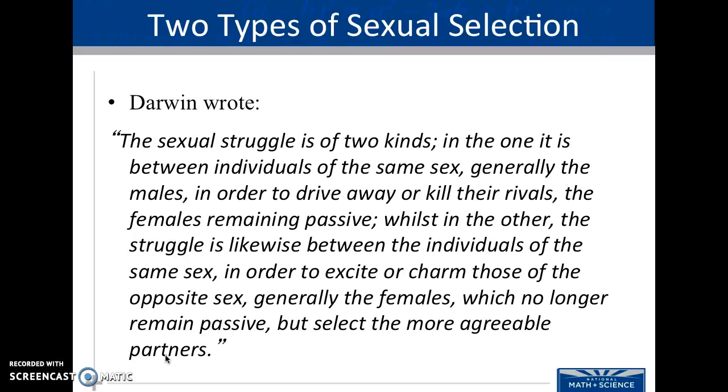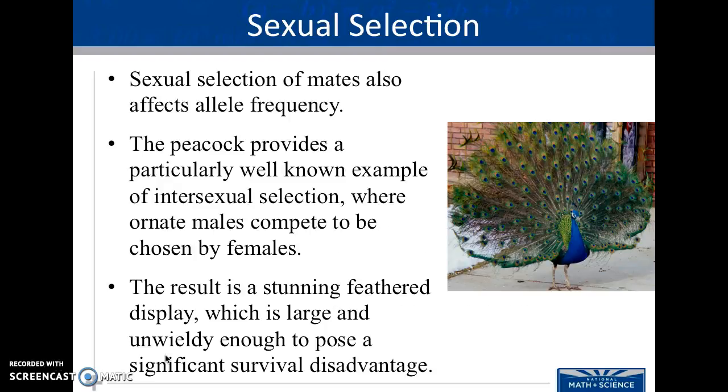Darwin wrote about this idea of sexual selection. There's this sexual struggle. One is that between individuals of the same sex, generally the males, they are in competition with each other. The females remain passive, whilst in the other, the struggle is likewise between the individuals of the same sex in order to excite or charm those of the opposite sex. And we see that it's not just random sexual mating most of the time. If we're talking about evolution, there's a lot more that goes into why we choose the mates that we choose.